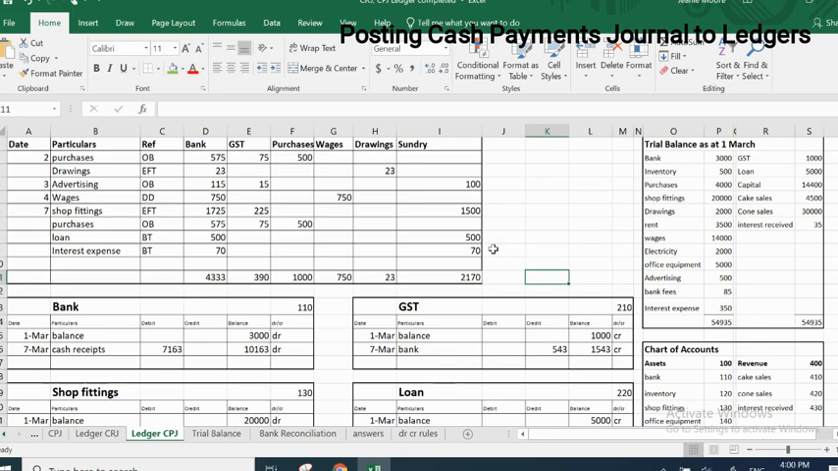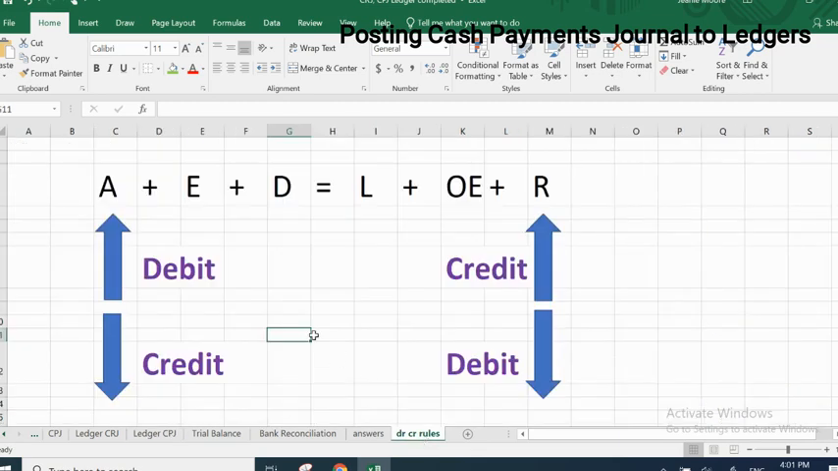So we have already got our chart of account numbers in there from previous video. We have got our opening balances in there, and we've got our cash receipts journal already posted there. So now it's our cash payments journal. Just like before, we need to think about our bank ledger account, and in this case it's a cash payment. So what is happening? We look at our debit credit rules.